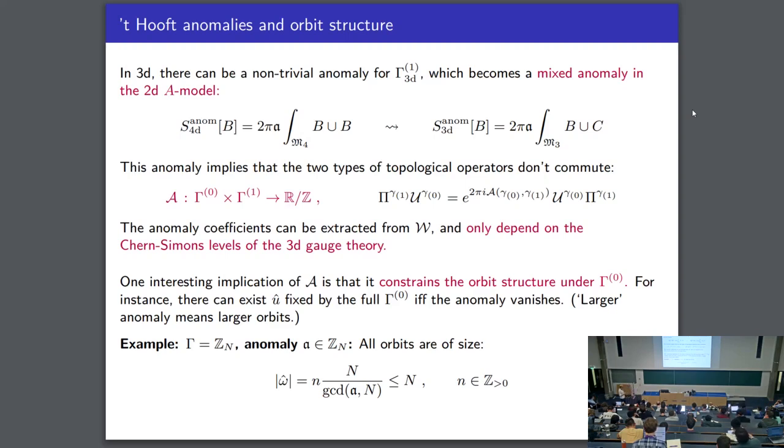Now, one interesting implication of this anomaly is that it constrains the orbit structure. For instance, we can easily show that the vacuum orbit would be fixed by the full gamma if and only if the anomaly vanishes. And in general, if you have a larger anomaly, it means that the minimal size of the orbit will be larger.